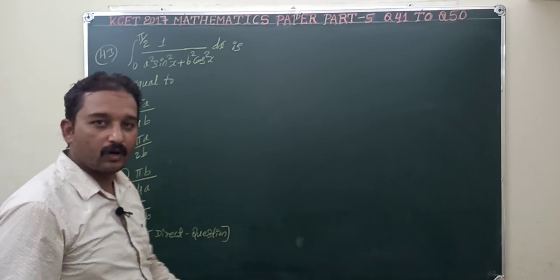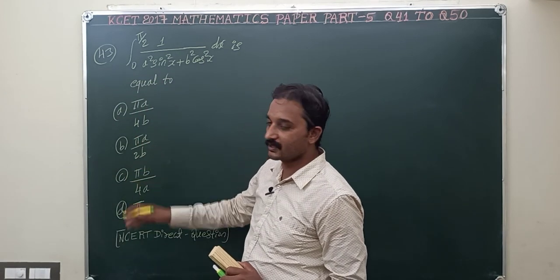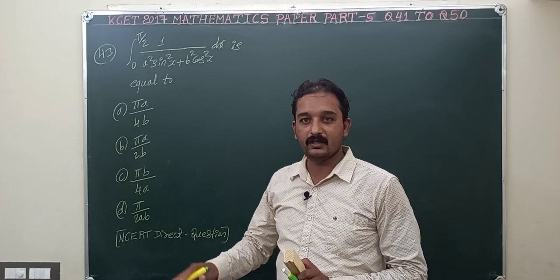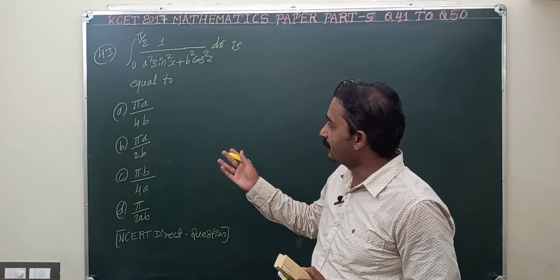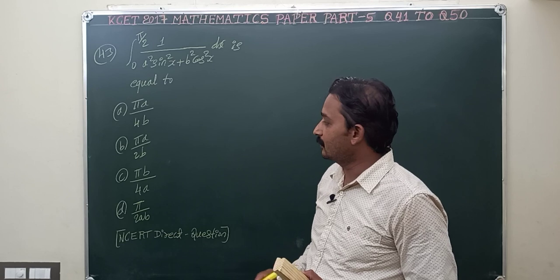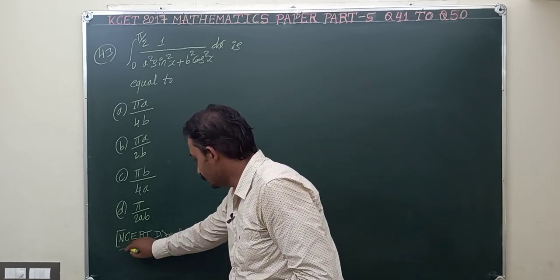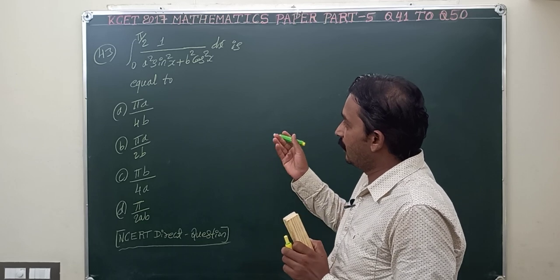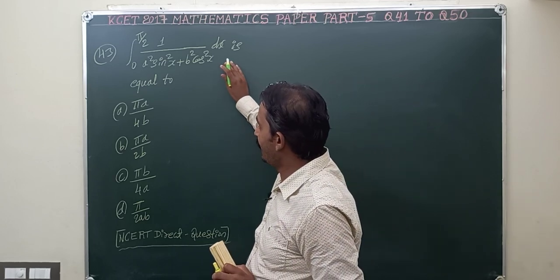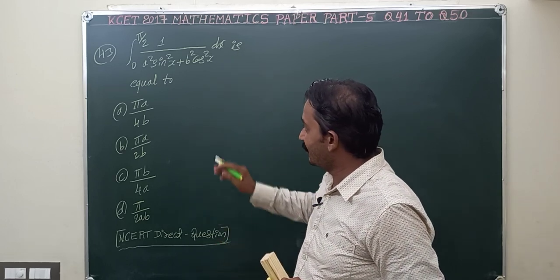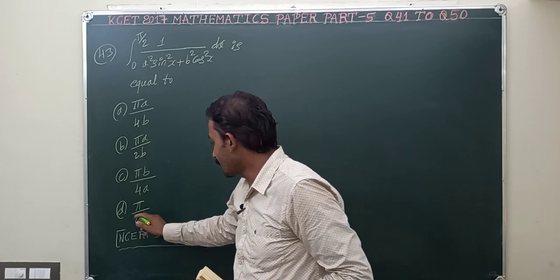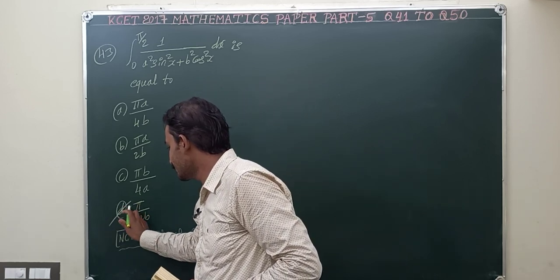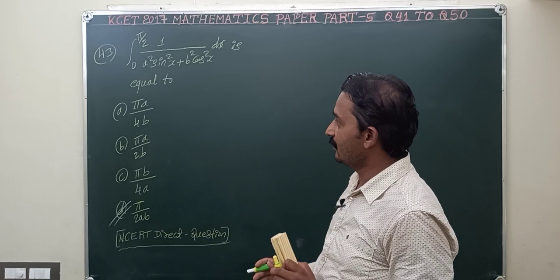So now let us move on to the next question, question number 43. This question is once again based on the chapter integration, particularly definite integration. So this is an NCERT direct question. All the students solve this question easily. I am solving this question by the usual method, but this is a standard result. So pi by 2ab is the answer of this question. Easily we can find it by the usual method.